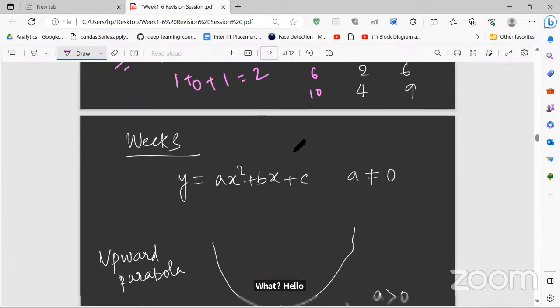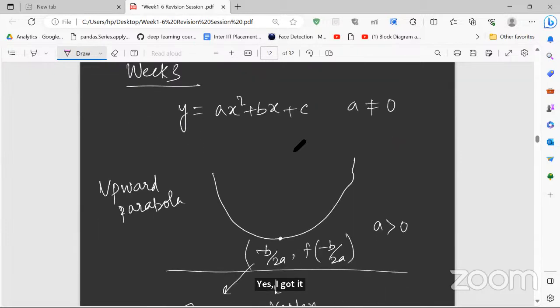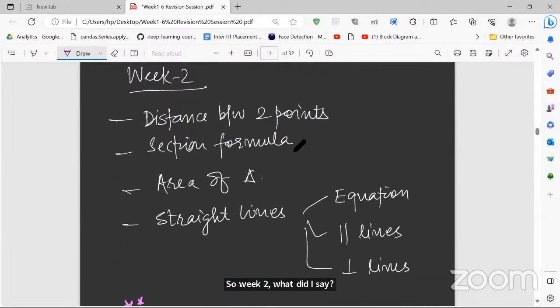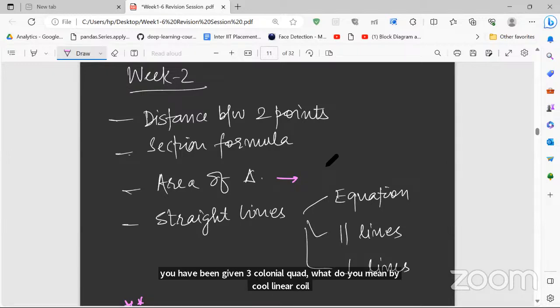Let's move to week 3. Week 3 is also very simple. So week 2, what did I say? The formulas you should know: all the formulas, section formula, and the area of the triangle. If you have been given 3 collinear points, what do you mean by collinear points? The area will be 0.